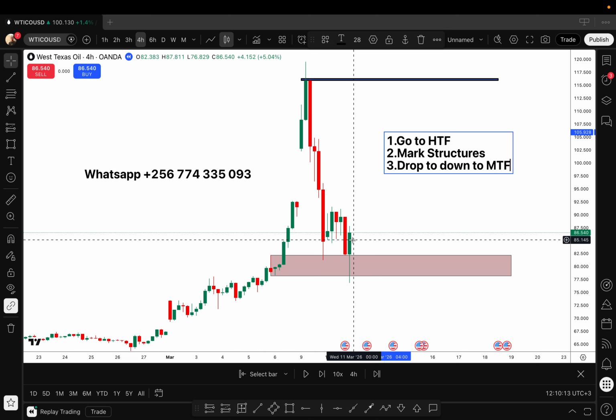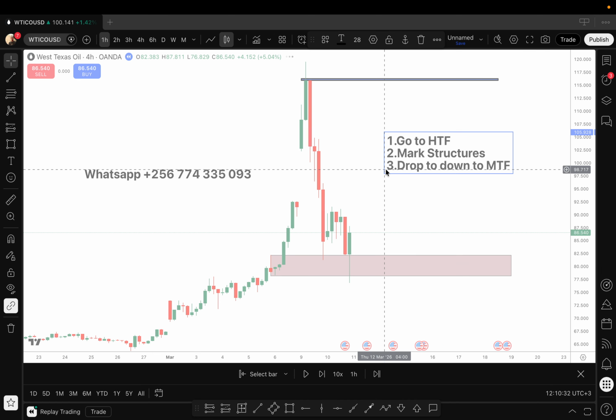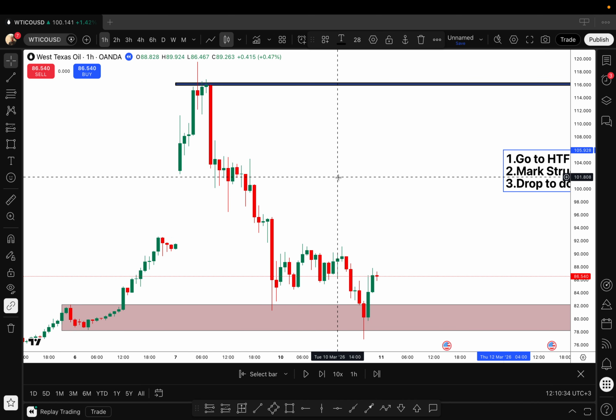But for me, as long as I get my confirmations on the medium time frame, I'm good to go. I'm going to look for setups on the medium time frame. This time, I'm using the 2 hour and the 1 hour as the medium time frame. So now this is my confirmation. I drop down to my medium time frame. So let me just go to the 1 hour and see what is happening here.